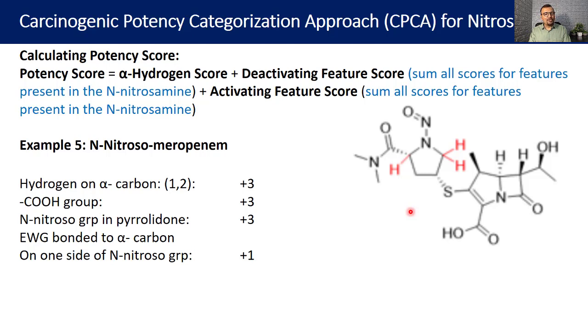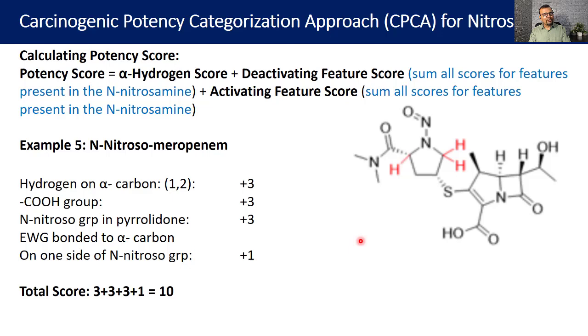Is there an electron withdrawing group connected to the alpha carbon? Now here is the electron withdrawing group connected to the alpha carbon, isn't it? CONH2 NR2 means it is an amide functional group, which is an electron withdrawing functional group. And this is certainly going to help us in reducing the potency of the carcinogenic compound, or increasing the score of the carcinogenic compound by +1.